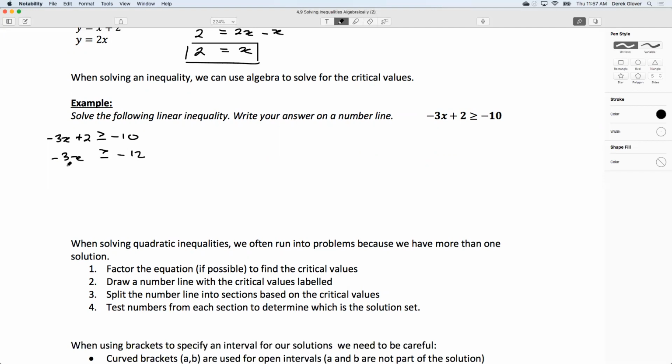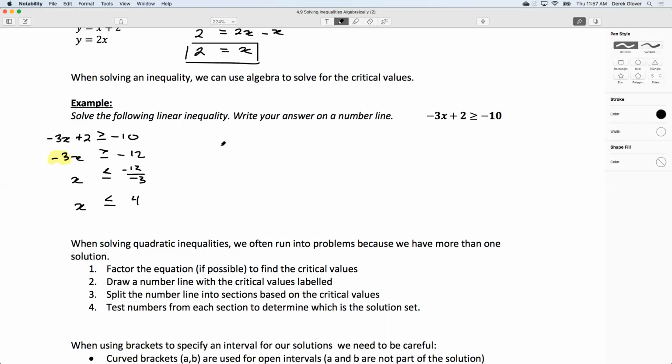And now I need to solve for x, so I need to divide by minus 3. The problem is when I divide by a negative, it flips the direction of my inequality. So I can divide by it, but now instead of greater than or equal to, it's less than or equal to minus 12 over minus 3. And that's just got to do with the fact that we're multiplying or dividing by a negative number. So we know that x must be less than or equal to positive 4.